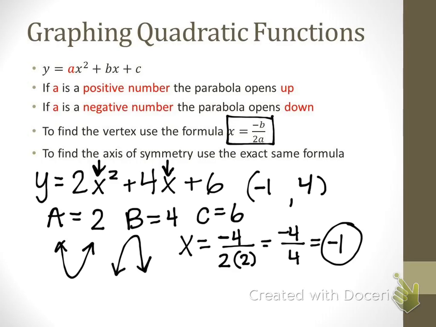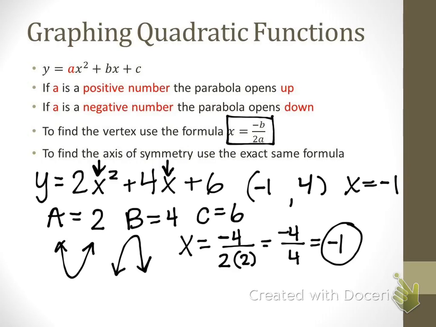I found my Y. I know my vertex. I know which way my parabola is going to open. It's going to open up. Now, let's talk about the axis of symmetry. We said earlier that the axis of symmetry just goes directly through the vertex. So when someone tells you to tell me what the axis of symmetry would be, they only want to know the X value for the axis of symmetry. So all I've got to do is look at my vertex and ask, what's the X value of my vertex? Negative 1. So my axis of symmetry is going to be X equals negative 1. Okay? That's all you got to do for that.